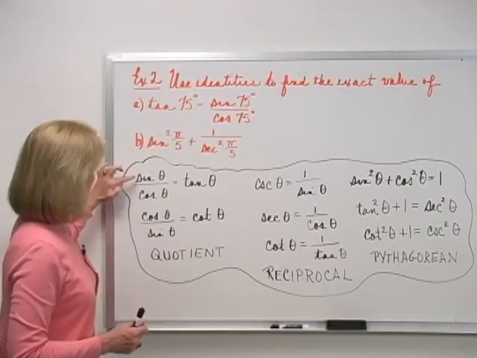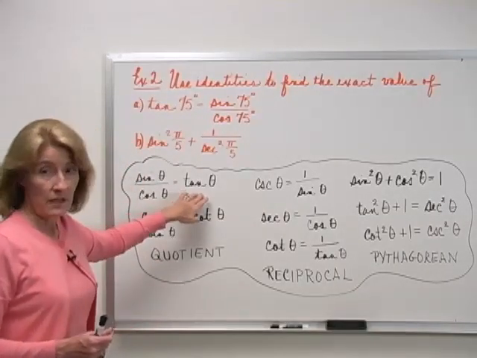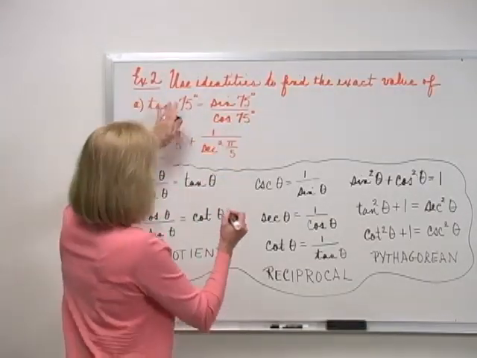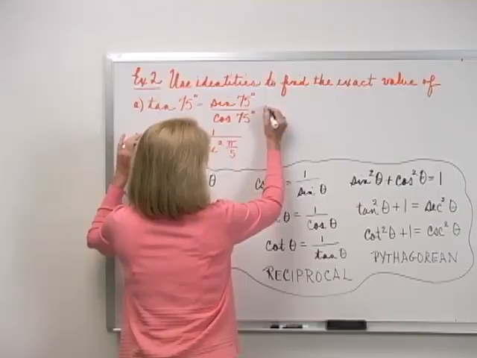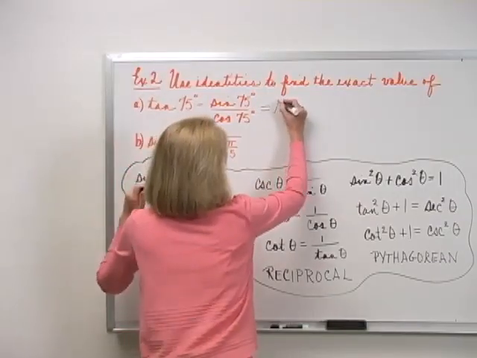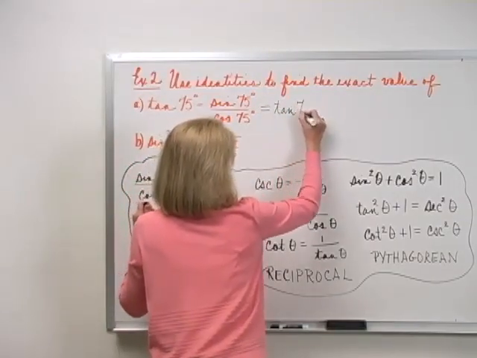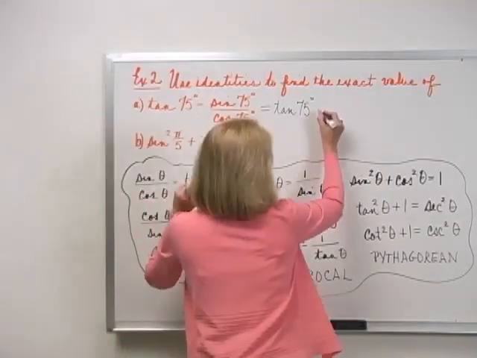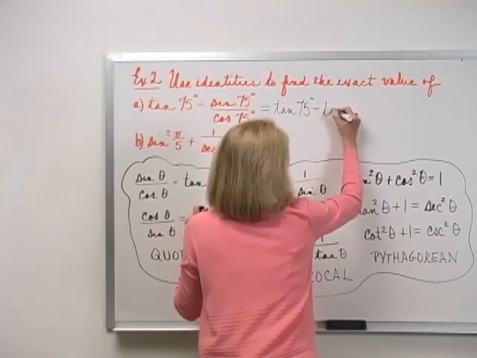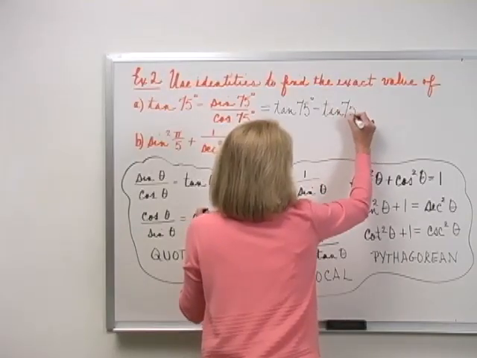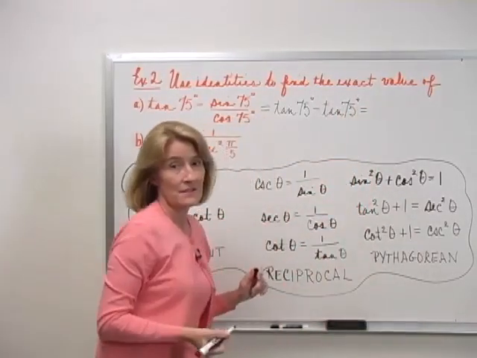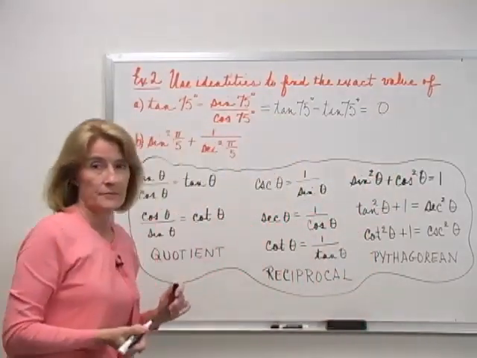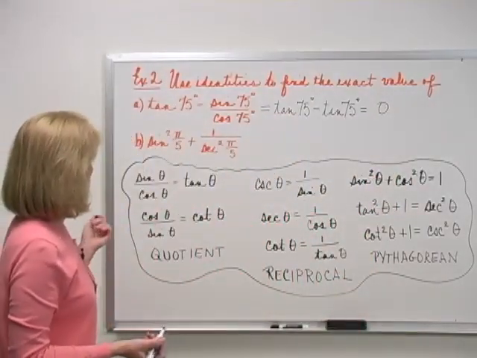Well, sine of theta divided by cosine of theta is tangent of theta. And since these angles are the same, both 75 degrees, we can rewrite this expression by copying over the first term, making no changes, and then replacing the second expression with the tangent of 75. And at this point, it's pretty obvious that the exact value is 0. All right, let's look at the second one.